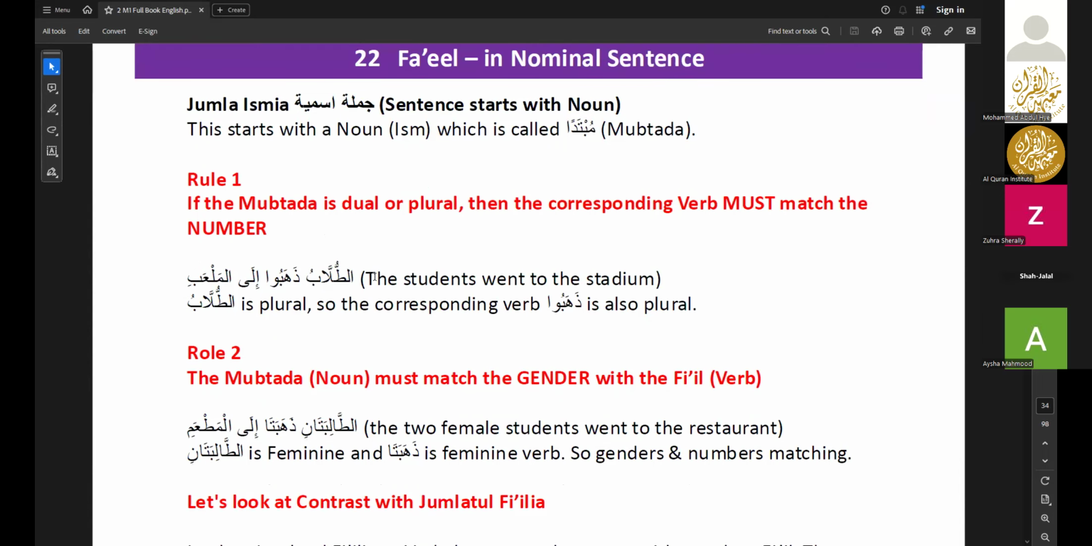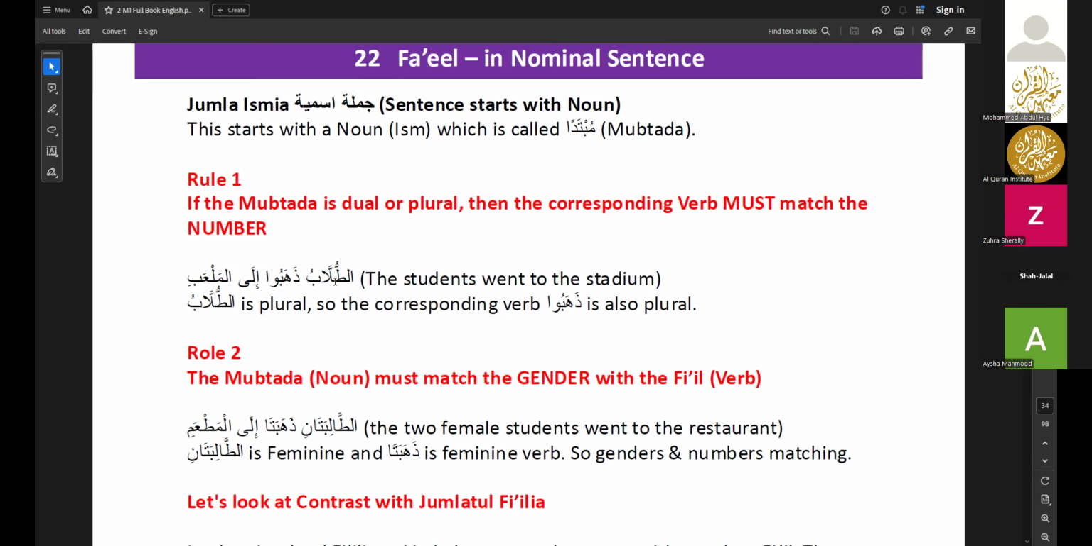And here is the example. At-tullabu zahabu ilal mal'abi. At-tullabu, this is the jam'u for talibun. Tullabu, the students, is jam'u, plural. Zahabu means they went. In this case, at-tullabu, the students went. Where? Ilal mal'abi, to the stadium.